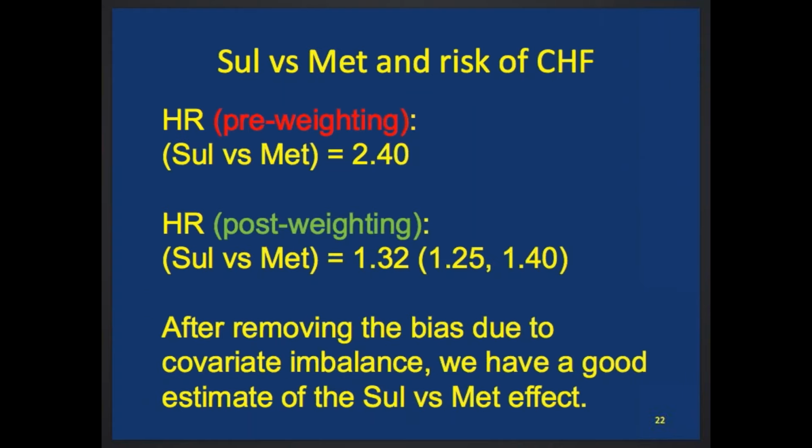And so let's focus in on the hazard ratios. The pre-weighting hazard ratio for SOL versus met was 2.4, but we claimed that was biased, and the post-weighting version is smaller, as we'd anticipate, because remember all the bias was pointing in the direction of greater CHF for SOL. So now we have a hazard ratio of about 1.3 with a nice, fairly tight confidence interval. So after removing the bias due to covariate imbalance, we have a good estimate of the SOL versus met effect.